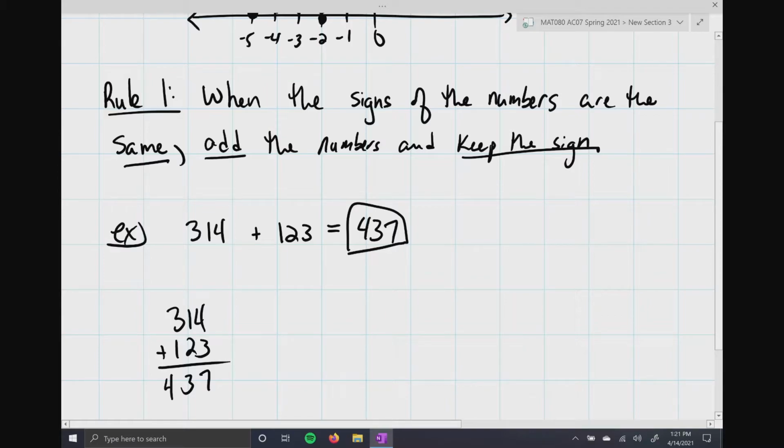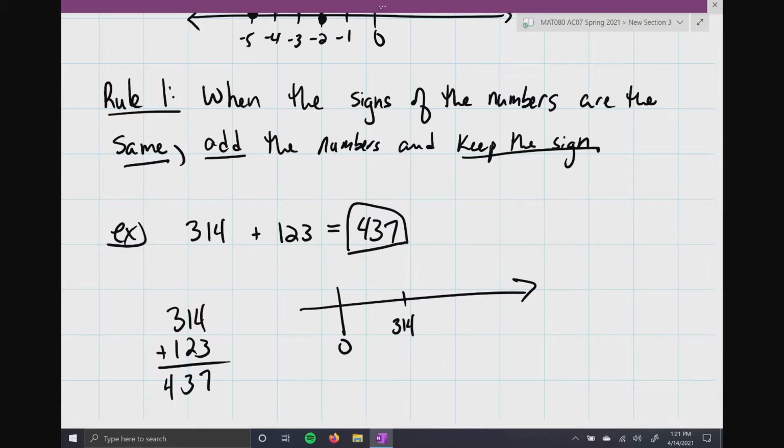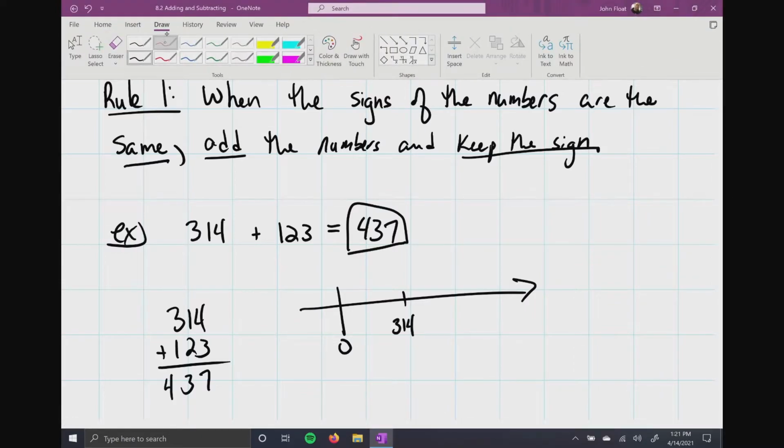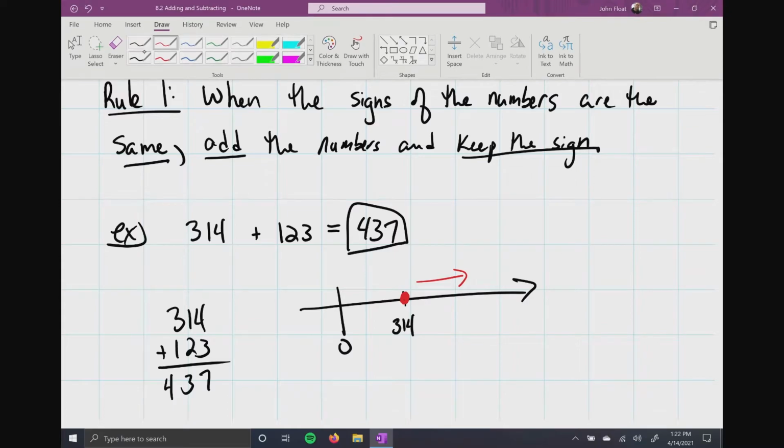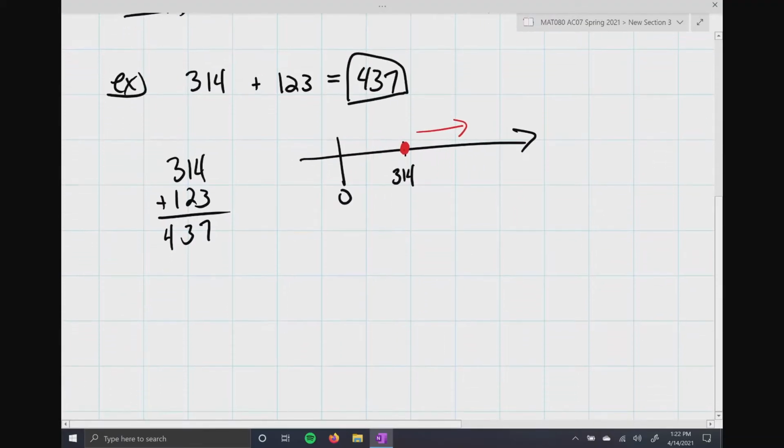Okay? If you think about this in terms of a number line, and you don't have to draw the number line, just watch. If we start off at 314, and then we got to move to the right because we're adding 123, notice that we're just getting another positive number. Does that make sense? Okay? The same can be said about an example like this.